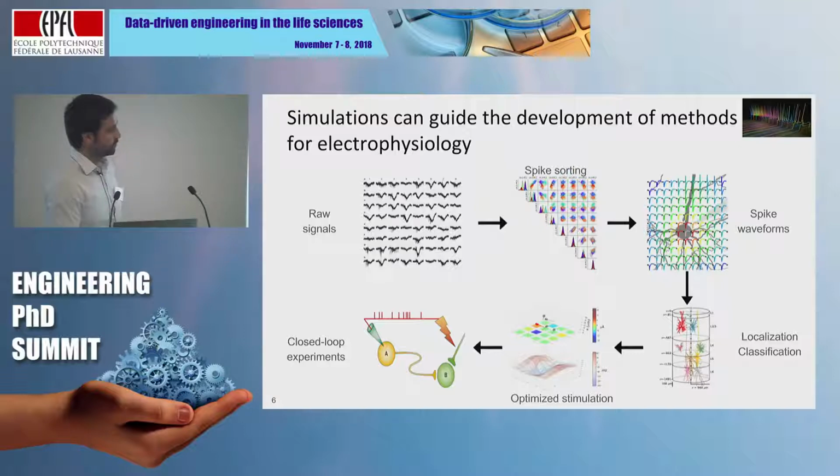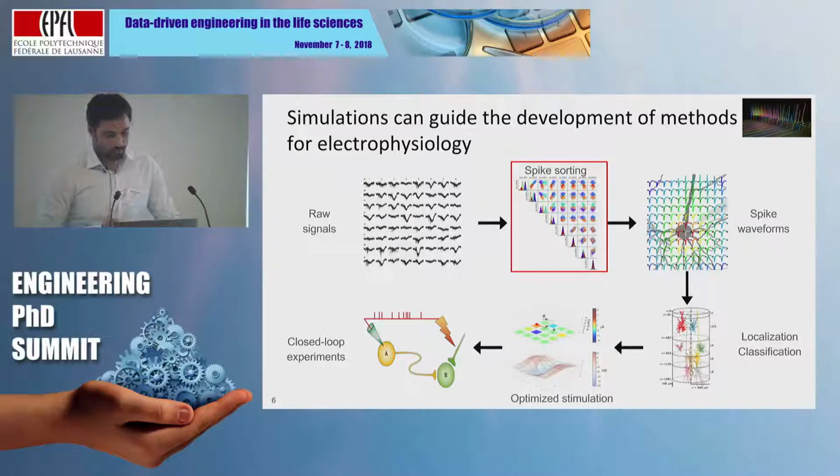And then one might also want to close the loop. And I will also show how you can design some optimized stimulation paradigms based on what we extracted in order to, for example, induce neuroplasticity in vivo by stimulating a recorded neuron every time it spikes.